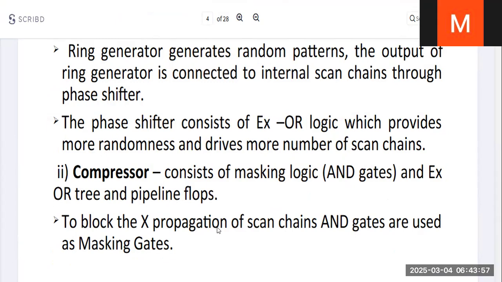To block the X propagation of the scan chains, AND gates are used as masking gates. One input of the AND gate is connected to the internal core scan chain and the other input of the AND gate is connected to the masking logic.